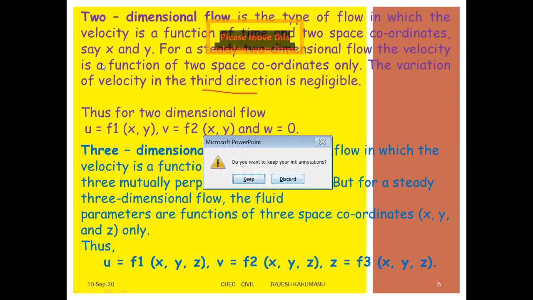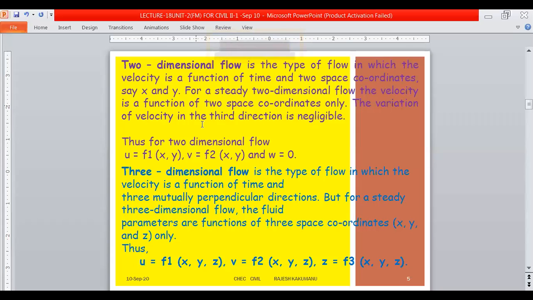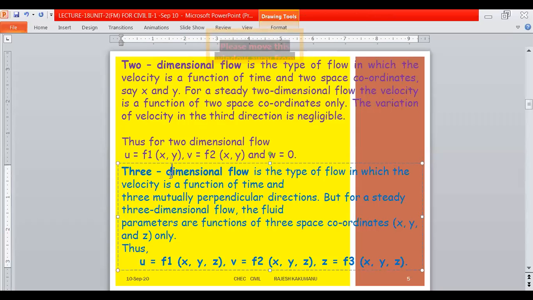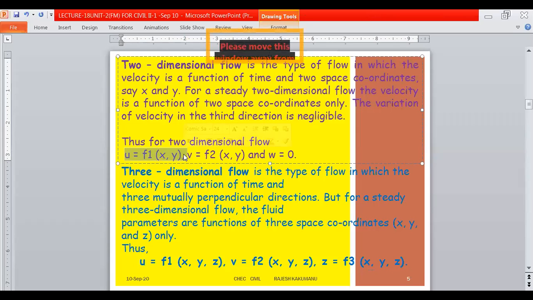Okay. So if you are taking the third one, it is totally negligible. So if you see this one, u is equal to f1 of x, y, v is equal to f2 of x, y, and w is equal to 0. Why? We are taking the third coordinate as negligible. That's why we are taking only the x-axis and y-axis. That is nothing but two-dimensional flow.